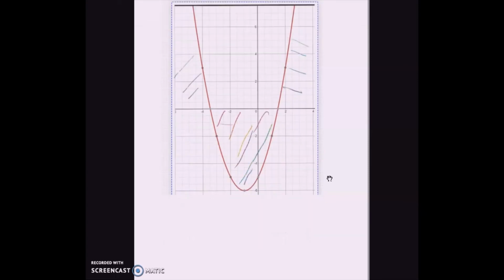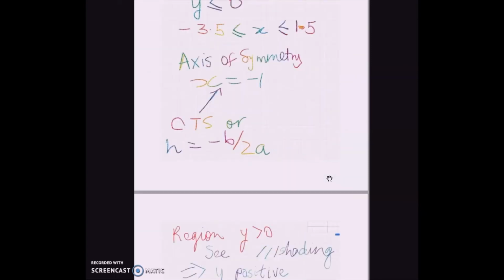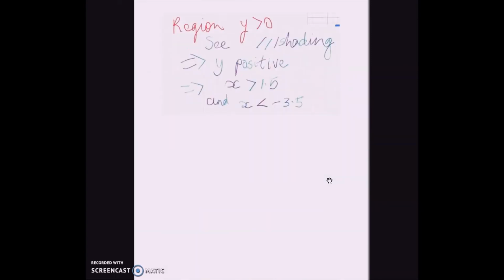So now to represent this in terms of words, the region where y is greater than 0, where y is positive, that is x greater than 1.5 and x less than negative 3.5.